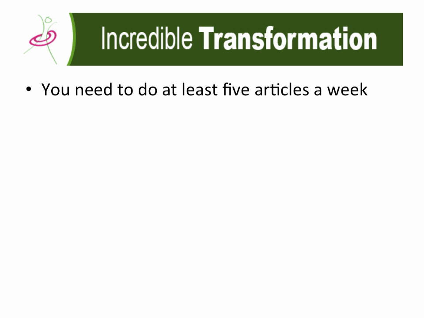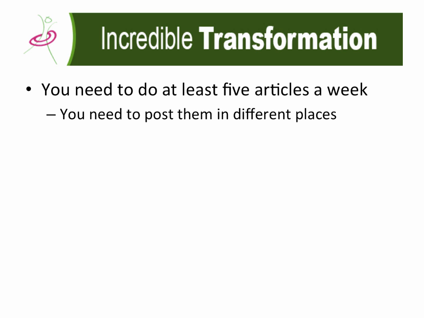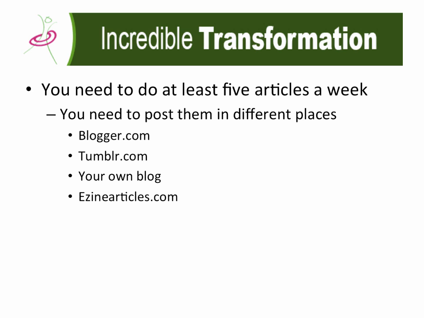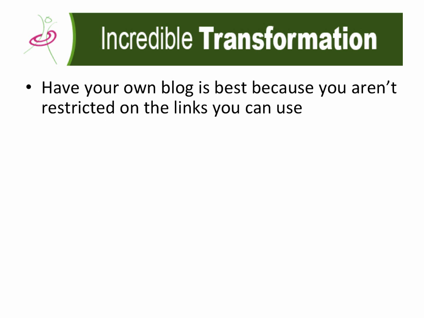So what you need to do is put out at least 5 articles a week. You need to post them in different places. There's places like blogger.com, tumblr.com, your own blog. You can get your own blog from places like WordPress. And it's good to put things on your own blog. easyinarticles.com is a great place. And another place is called Article Spot. And then you can just search for others. Google it for other places to put articles.